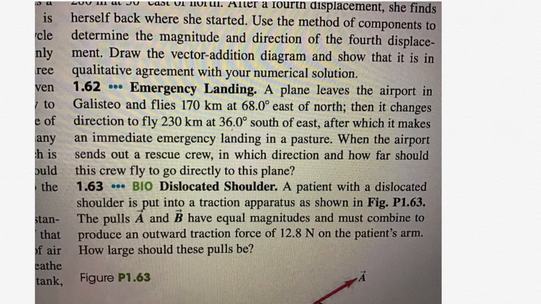Okay, so today's problem is a vector problem from chapter 1 of the Young and Freedman University Physics book, and it's about an emergency landing. We have an airplane leaving an airport. It flies in a particular direction for a particular distance. It changes direction and flies in that direction for a particular distance, and then it makes an emergency landing. So the airport sends out a rescue crew, and we're trying to figure out in which direction and how far this crew should fly to go directly to the plane.